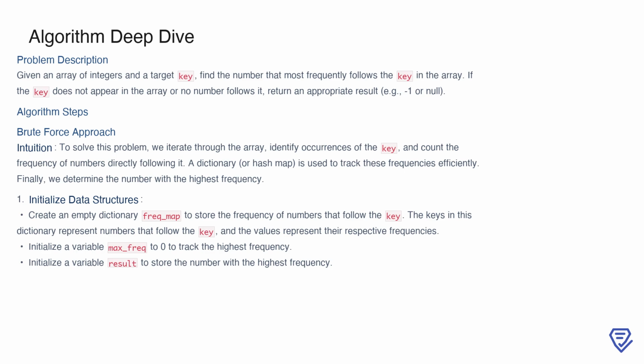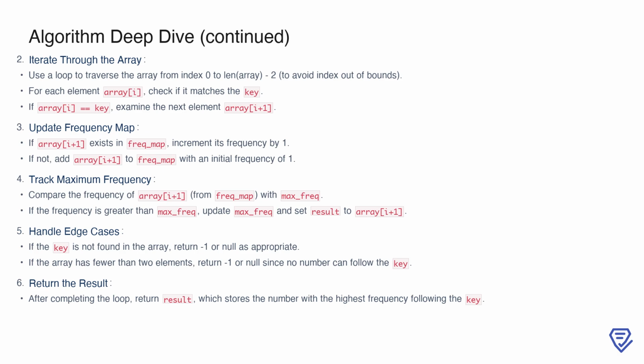To approach this systematically, let's start with a brute force method. The core idea is to iterate through the array, locate occurrences of the key, and count the frequency of numbers that immediately follow it. To achieve this, we use a dictionary to efficiently track these frequencies. Additionally, we maintain a variable to record the highest frequency observed, as well as another variable to store the number associated with that frequency. This ensures that by the end of the process, we have the correct result ready to return. Now, let's break down the brute force approach further.